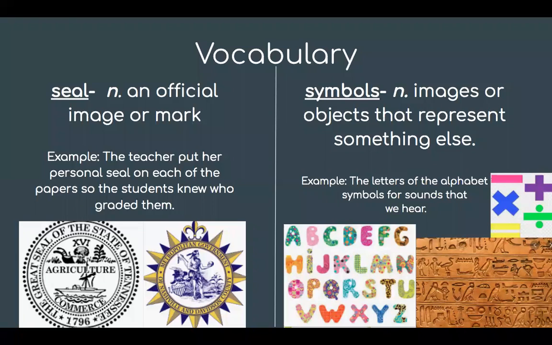So symbols, come over here, look at symbols. Symbols are images or objects that represent something else. So for example, the letters of the alphabet are symbols for sounds that we hear. A, B, C, D, E, F, G. Remember, those are symbols. And think back to when we were learning about ancient Egypt and hieroglyphics. Do you see the picture there? Those are symbols as well. And in math, we do addition, subtraction, division, and multiplication signs. And equal signs. Those are all symbols.